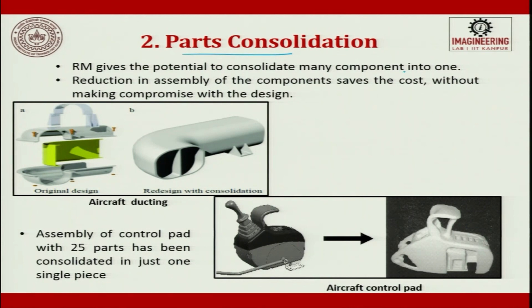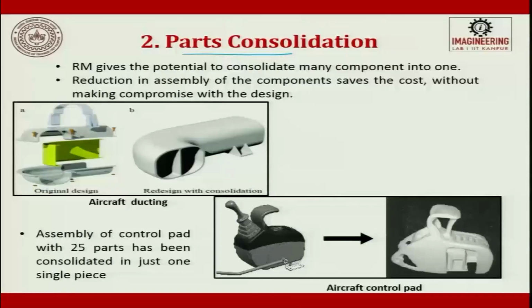Second thing is, rapid manufacturing is used for part consolidation. Earlier we used to produce 6 parts and 8 parts. A lot of material can also be reduced, which is very much required for the aerospace industry and automobile. So, rapid manufacturing gives the potential to consolidate many components into one, because you are trying to build a complex thing. Reduction in assembly of the components saves cost without compromising the design. The assembly of control pads with 25 parts has been consolidated into just one single piece. So, 25 parts in one piece could happen because of additive manufacturing and rapid manufacturing methods.